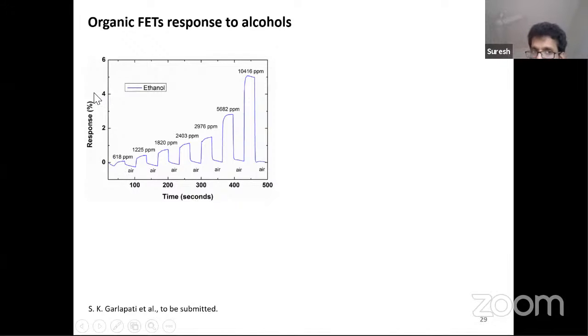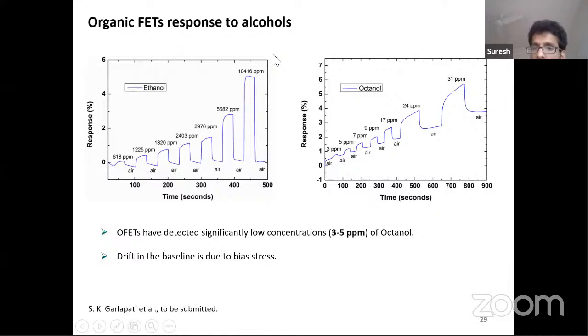So again, what you see here is the response. Response is nothing but the change in the current. So when I apply, let's say, air, there is no response, but when you expose it to ethanol molecules, there is a response. After some point, if I close the ethanol valve and expose it to air, it comes back to the baseline. So we can see if we increase the concentration, we can increase the response of the sensors. Okay, so that way we can create alcohol-based sensors, and you can also measure different alcohols, not only ethanol.